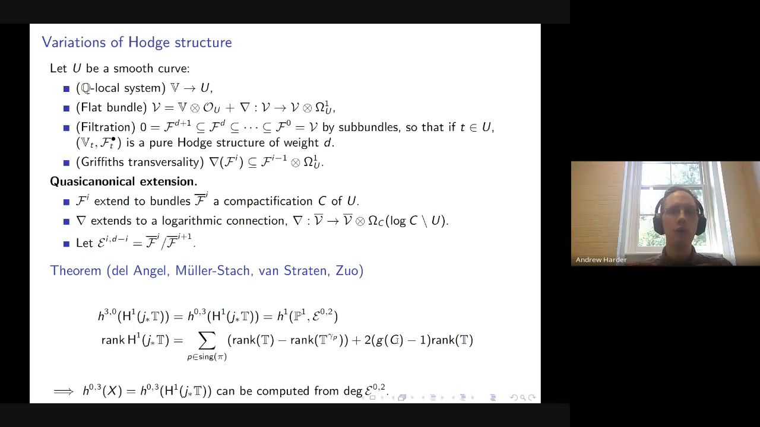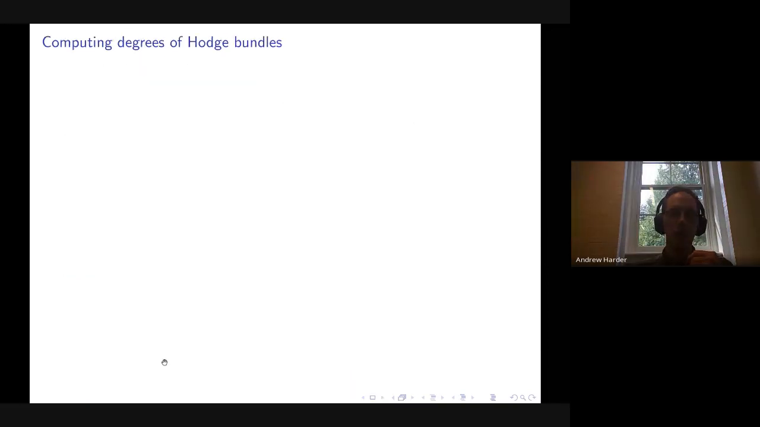Okay, so the moral of all this is that if I actually want to determine H^{0,3} or H^{3,0} of the canonical Hodge structure on this H^1 of the transcendental local system, what I need to do is compute just the degree of E^{0,2}, because really what I'm doing is computing H^1 of a bundle on P^1. So there's nothing to really compute except the degree. Okay, so we've reduced the problem to computing the degree of some bundle on some curve. Okay, so great. So now how do I actually compute this degree?